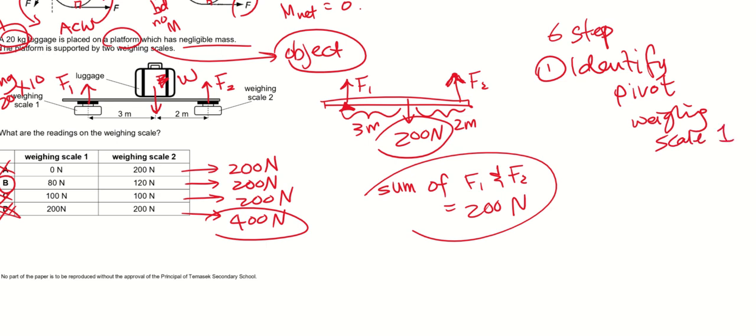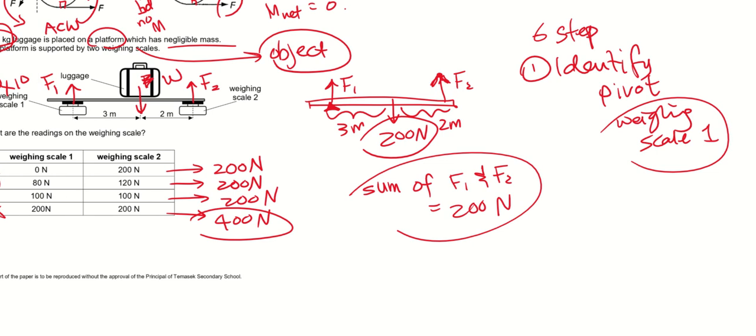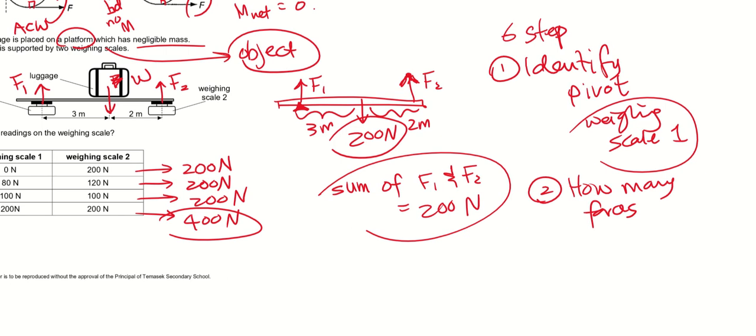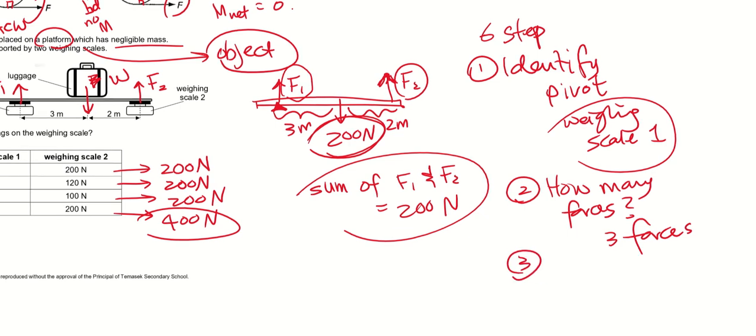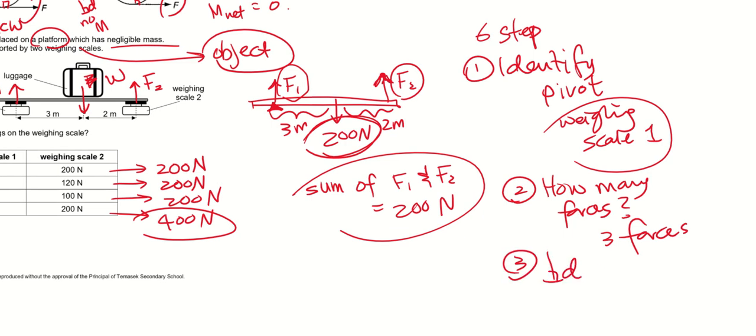You can also choose weighing scale 2 to be the pivot, but for me, I choose weighing scale 1 to be the pivot. Okay, so then after that, the next step is how many forces are there? I think in my previous video, I also went through these 6 steps. There's actually F1, there's the weight of 200 Newton, and there's F2. So 3 forces.